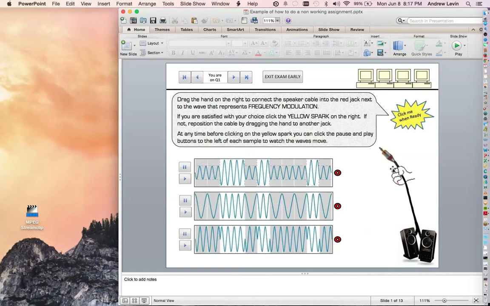Thank you. So if you read it, it says you drag the hand and plug it into the thing. So instead of clicking on your answer, you're actually plugging this in, and it would make speakers do something. Kind of game-like. There's some motion involved. Here, you could hit the play button to watch the waves move. You can hit the pause button. So just take a guess. Which one of these represents frequency modulation or FM radio?